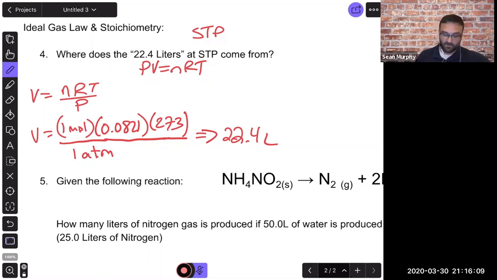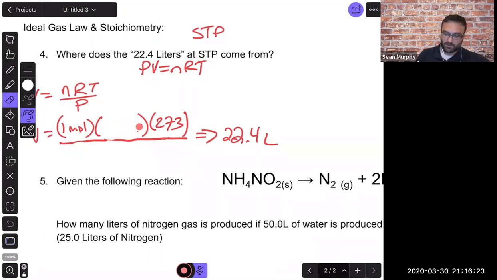What happens if you wanted to use kilopascals? I know we haven't really used it that often. So what happens if I want to use kilopascals? Well, that means I have to change my R value as well. So here we go.